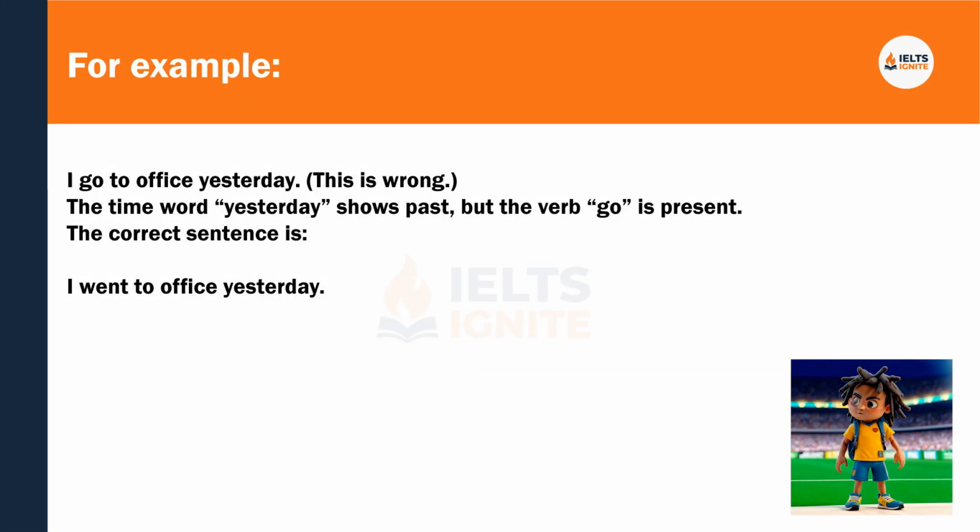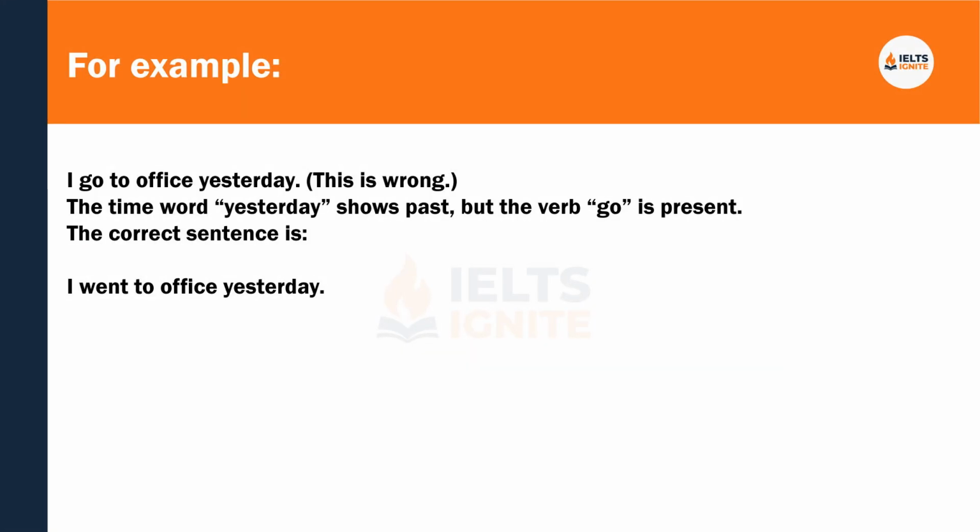For example, I go to office yesterday. This is wrong. The time word yesterday shows past, but the verb go is present. The correct sentence is, I went to office yesterday. So, always match your verb with the right time. This is why learning tenses is so important.